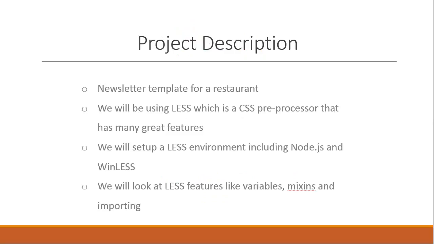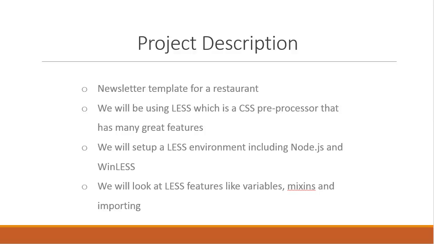So in this project, it'll be a newsletter template for a restaurant. We'll be using Less, which is a CSS preprocessor that has many great features. The main difference between Less and Sass is that Sass is written using the Ruby programming language and Less runs on JavaScript. All right, so we're going to have to install something called Node.js.